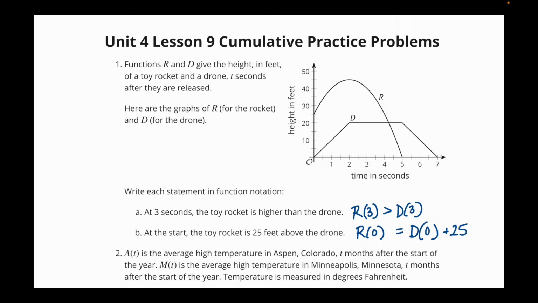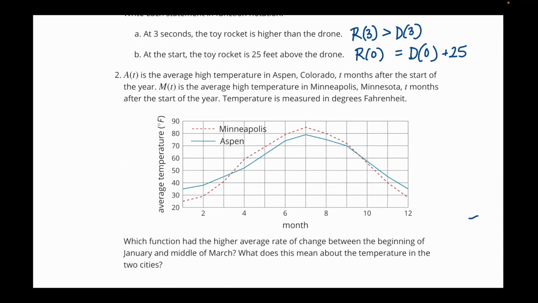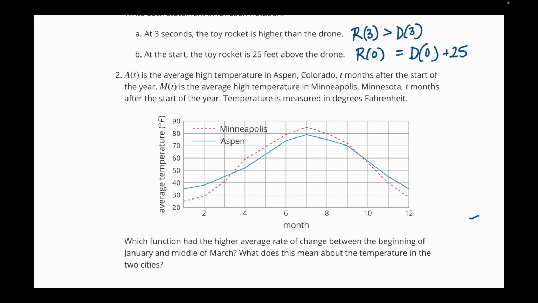Okay, let's look at question 2. A of T is the average temperature in Aspen, Colorado, T months after the start of the year. M of T is the average high temperature in Minneapolis, Minnesota, T months after the start of the year. And temperature is measured in degrees Fahrenheit. So they want to know which function had the higher average rate of change between the beginning of January and the middle of March. So if it's after the start of the year, beginning of January, that is going to be the very beginning right here.